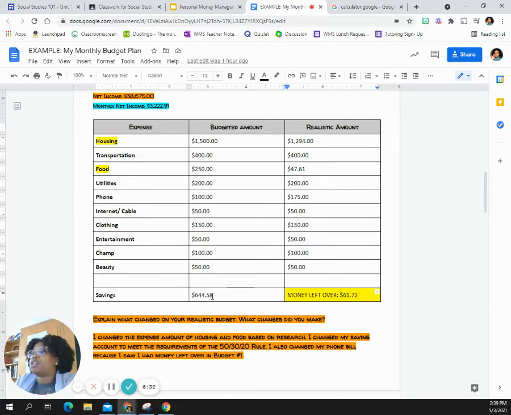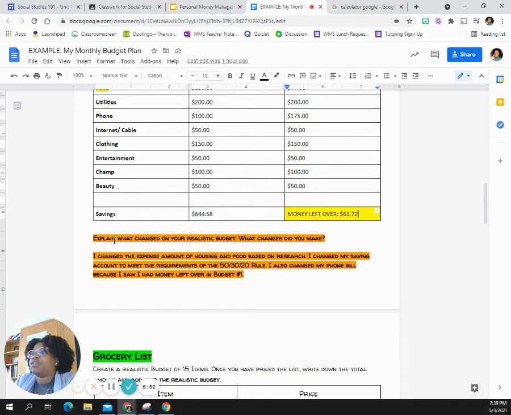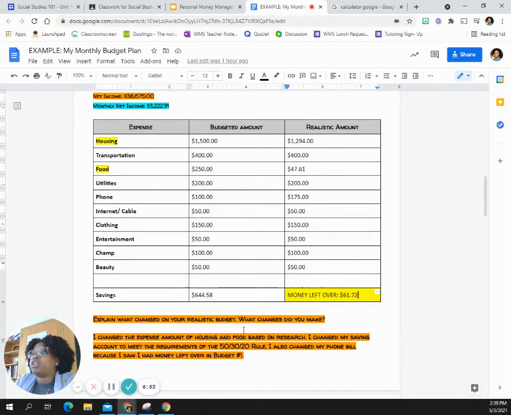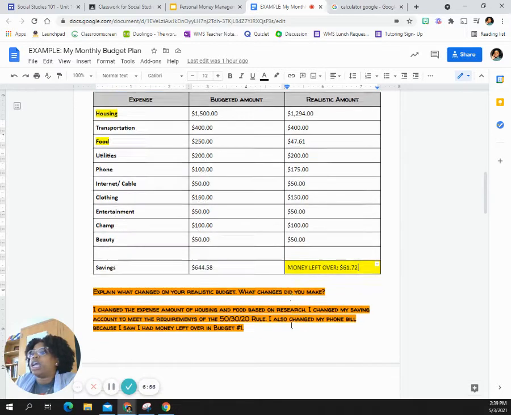And then you're also going to subtract your savings amount, and that is going to give you the money left over. If your money is in the negatives, you need to readjust your budget by either saving money and making it cheaper some way, somehow. Okay? After you have done that, you're going to then need to explain what changed on your realistic budget. What changes did you make?